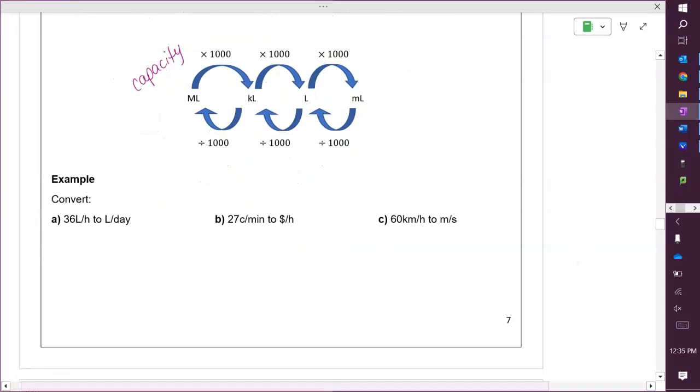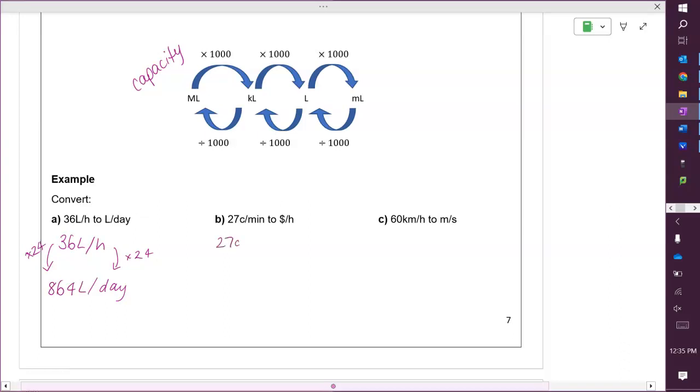We've got 36 litres per hour, and I need to convert that to litres per day. So if I have 36 litres per hour, and I need to get that into daily, I need to think, well, how many hours are there in a day? There are 24. So I need to convert that by timesing by 24 to get to a day. Again, what I do to one side, I am going to do to the other. So I'm going to times it by 24. This tells me I have 864 litres per day.